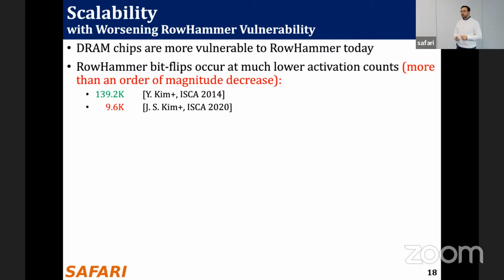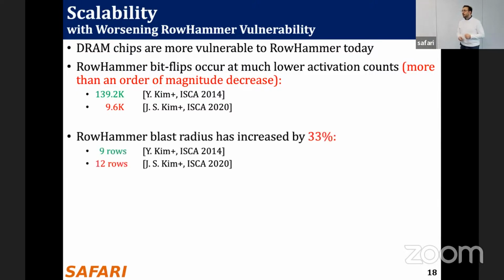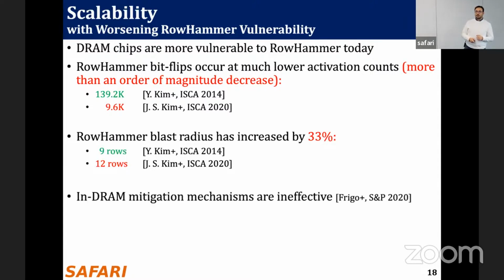If you compare studies from 2014, you would see hammer counts around 140K to induce a bitflip, while you can see less than an order of magnitude of that hammer count in 2020 studies. And it's also shown that it affects more rows around. So it suggests that DRAM chips are becoming more vulnerable to RowHammer today.